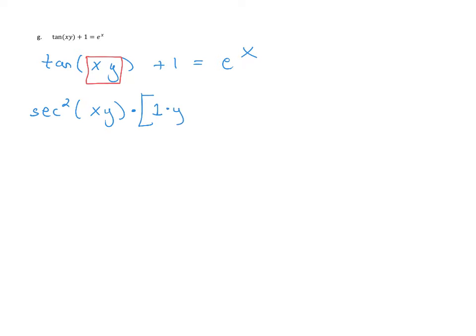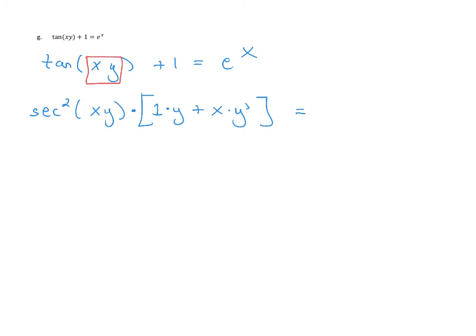I'm going to copy this problem down again, just for emphasis, to note that we have a composition of two functions. So when I take the derivative of this left side, I first start by taking the derivative of tangent, which is secant squared of xy. By the chain rule, I need to multiply by the derivative of xy. The derivative of x is 1. Copy down the y. Copy down the x and multiply by the derivative of y.